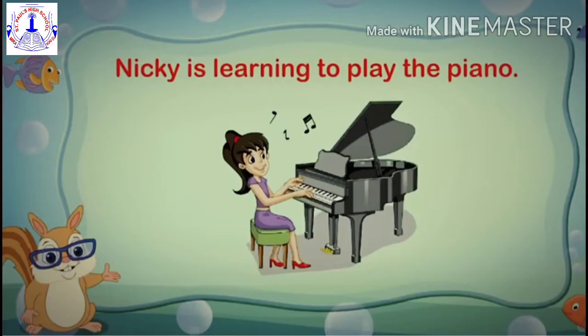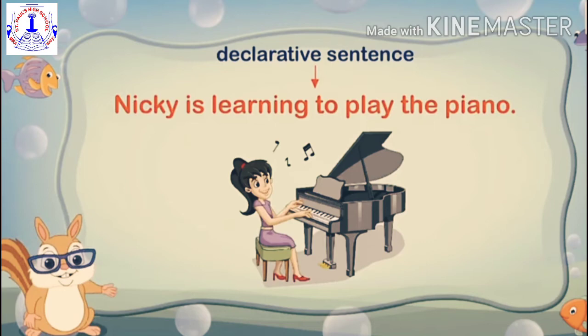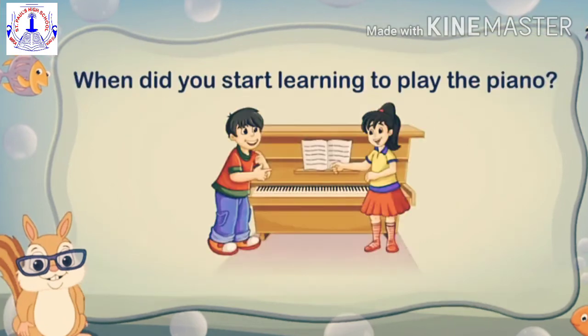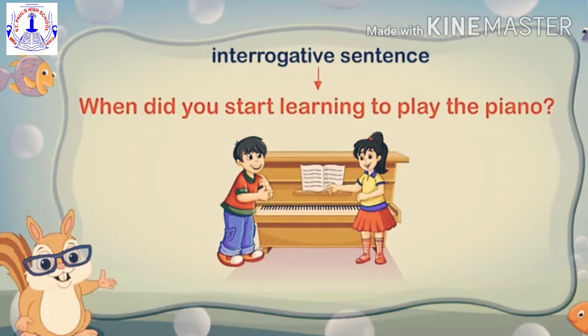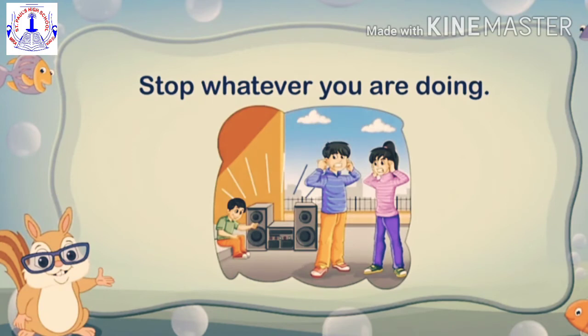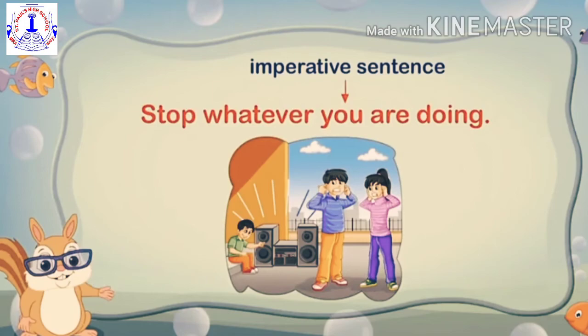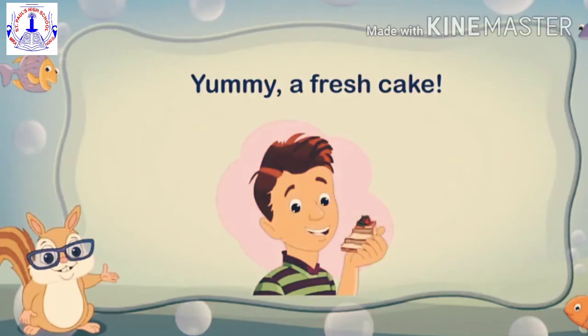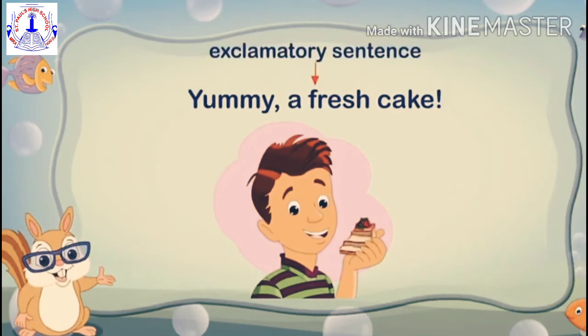First, Nikki is learning to play the piano. This is a declarative sentence. Second, when did you start learning to play the piano? This is an interrogative sentence. Third, stop whatever you are doing. This is an imperative sentence. Fourth, yummy, a fresh cake. This is an exclamatory sentence.